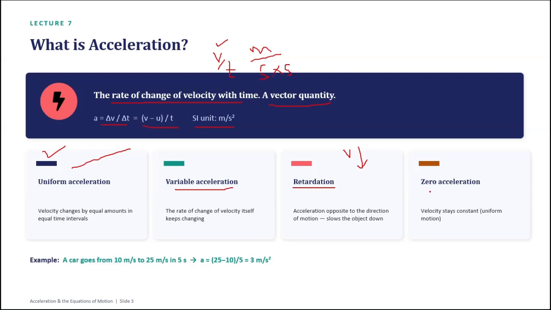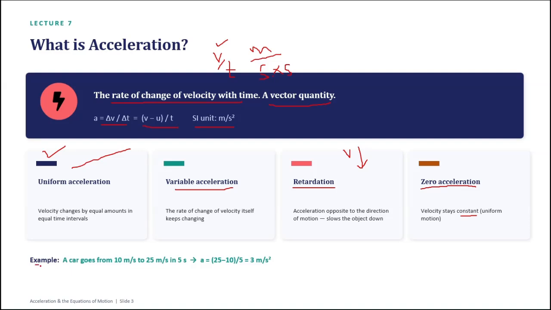Next we have zero acceleration. Zero acceleration is when the velocity stays constant. So if the velocity stays constant, then acceleration will be zero. We can see it from the equation here. Acceleration is equal to final velocity minus initial velocity divided by time. So if the velocity is constant, then final velocity and initial velocity will be the same. So this term gets 0, so acceleration will be 0. Okay.